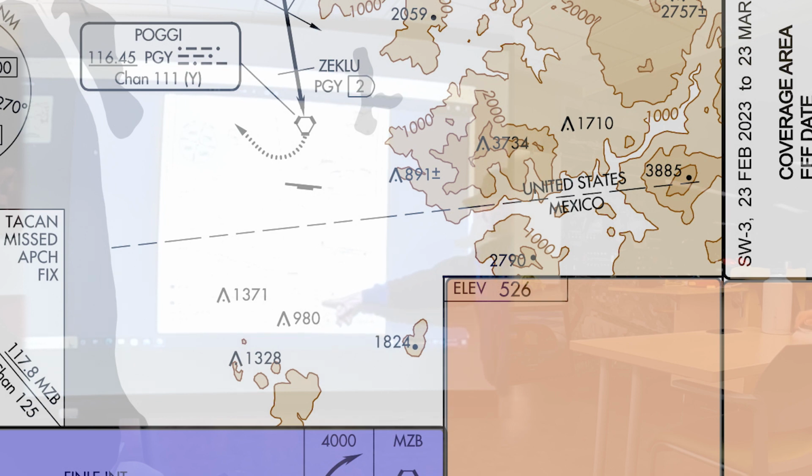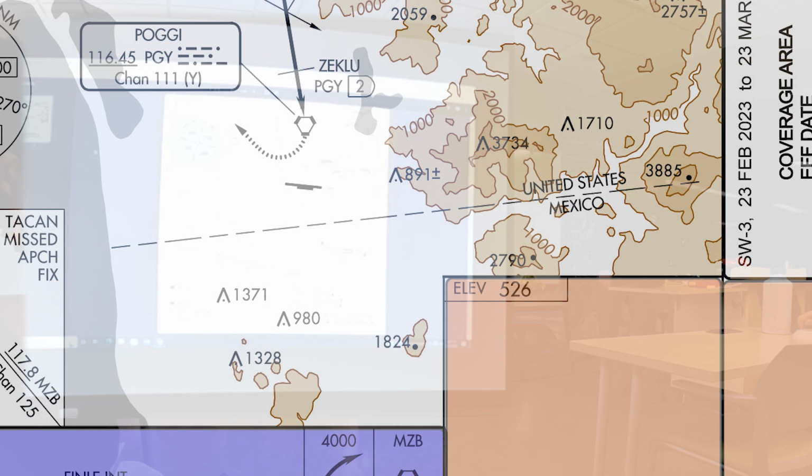MIRL, medium intensity runway lighting for runway 8 right, 26 left, pilot controlled, and high intensity runway lighting for 8 left, 26 right, pilot controlled. That's the same standardized form for all instrument approach procedures. Good? Questions? Go for it.